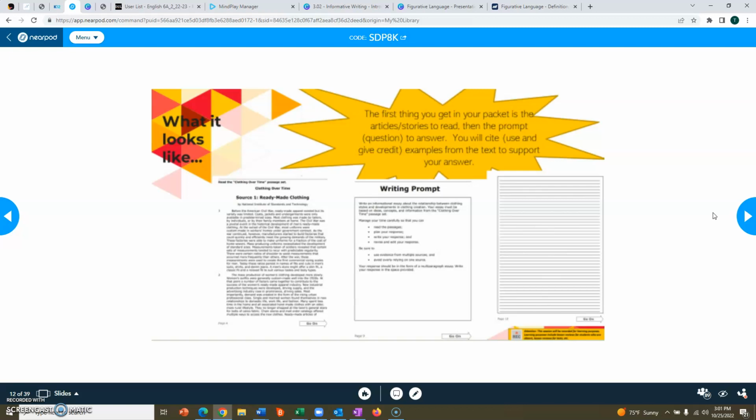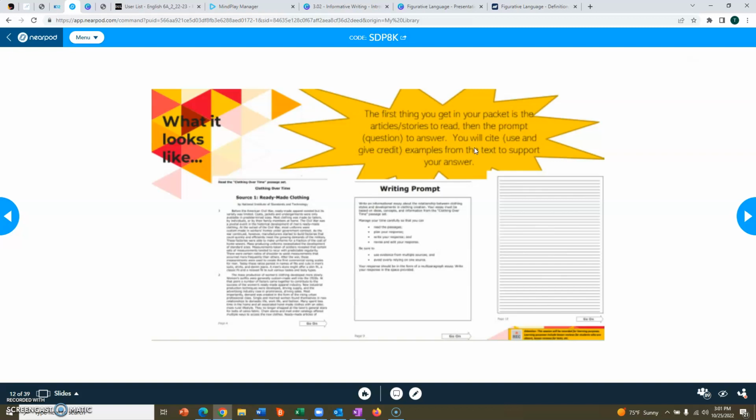Because if you read your sources first, you have no purpose for reading. You're just reading and you don't know why you're reading these sources. So it's always important to make sure you read your prompt first. Read your prompt first.